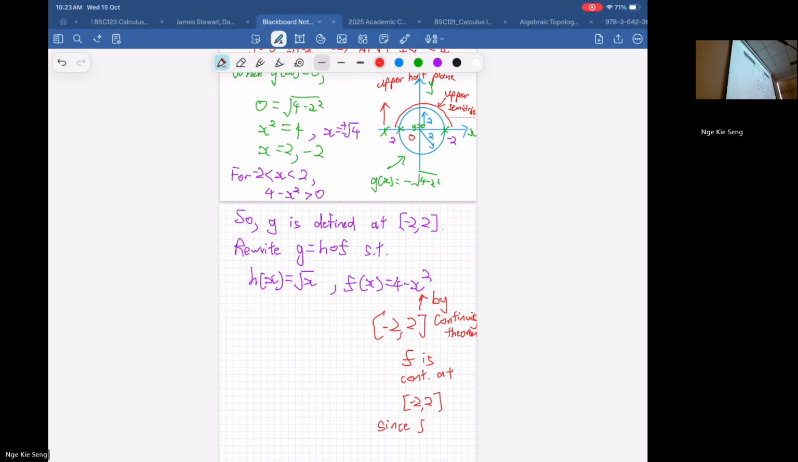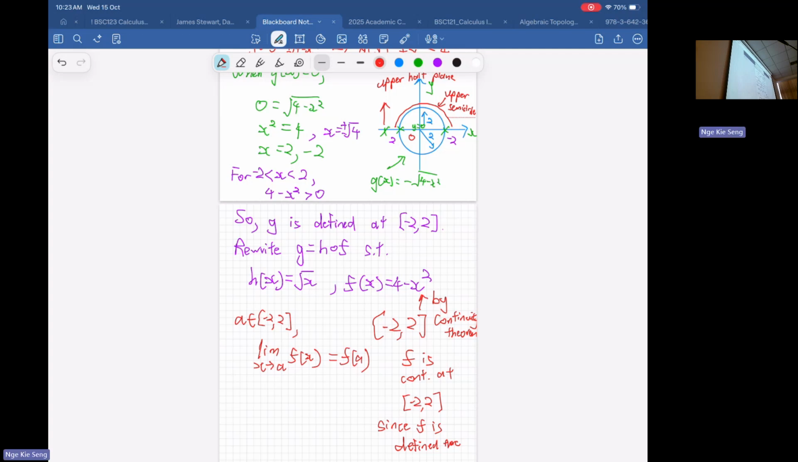Since f is defined there. But if you look at all the a in minus 2 and 2, and then if you look at the limit of f(x) going to those two numbers, what could you get? Do you have an idea? You can really just do f(a), because it's continuous there.